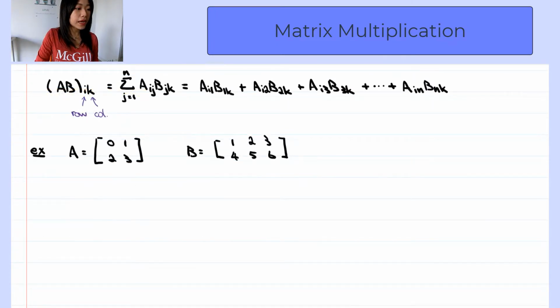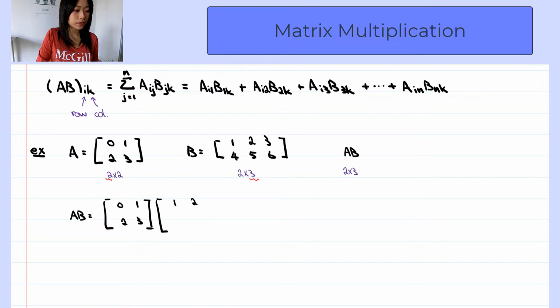In this example, matrix A has size of 2 by 2, and matrix B has size of 2 by 3. Then we know that A times B will have size of 2 by 3 because matrix A has 2 rows and matrix B has 3 columns. So matrix A times B is matrix 0, 1, 2, 3 times matrix B 1, 2, 3, 4, 5, and 6.